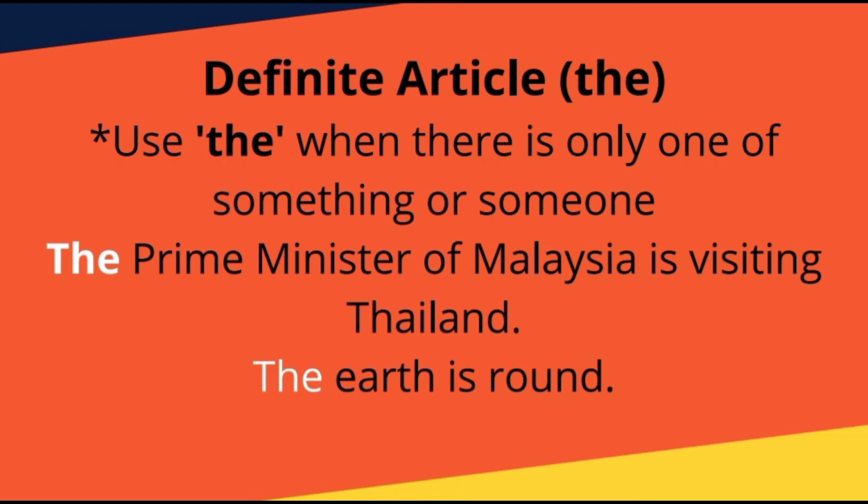Next, we use the when there is only one of something or someone. For example, here, the Prime Minister of Malaysia is visiting Thailand. Here, there is only one Prime Minister that we are talking about. The next example, the earth is round. The earth is the only one, so we use the.